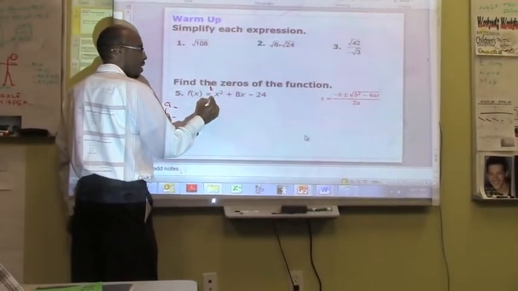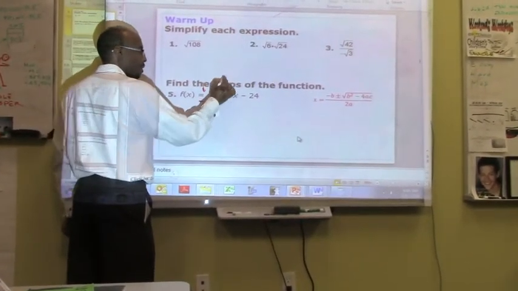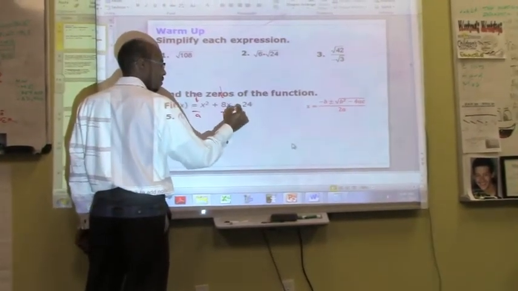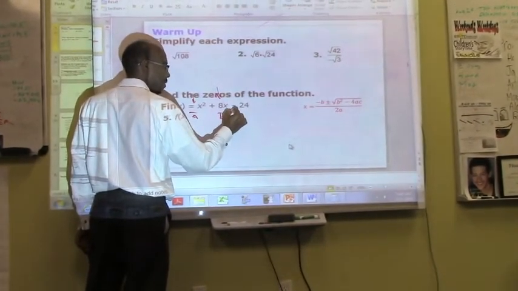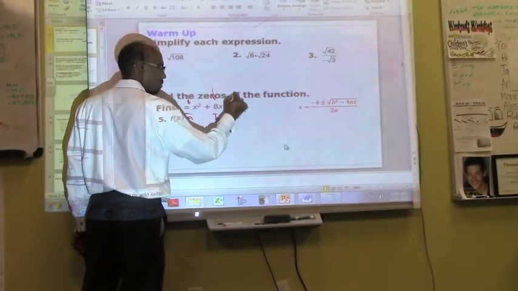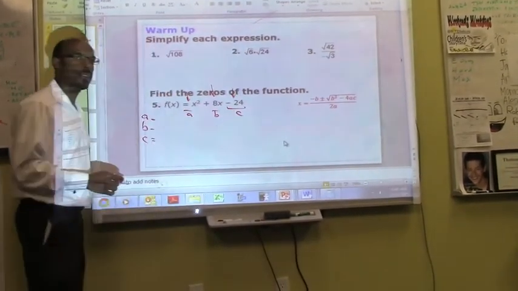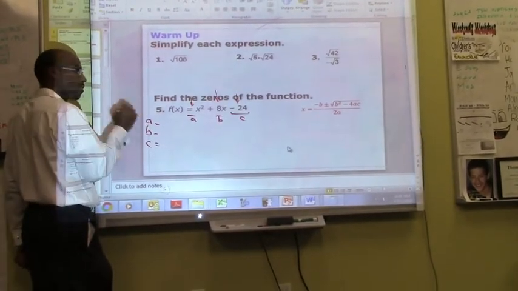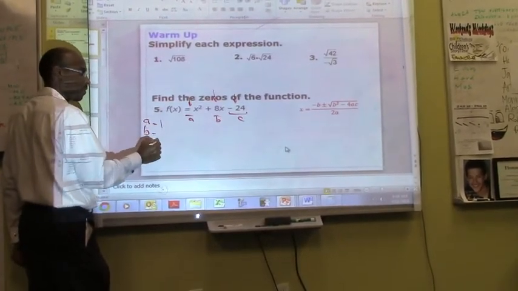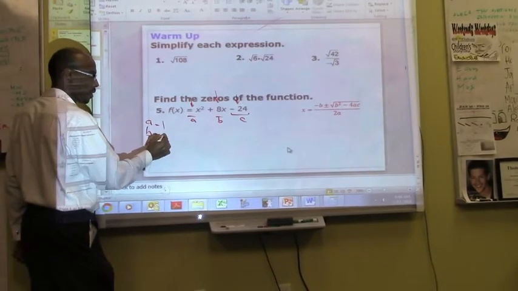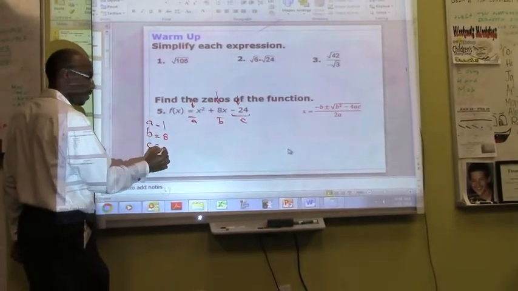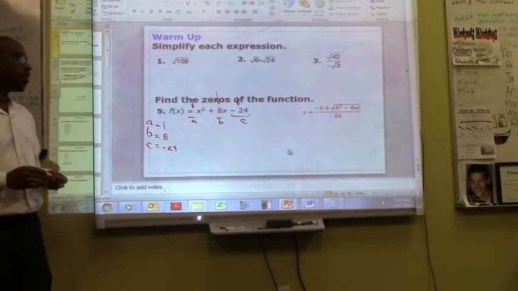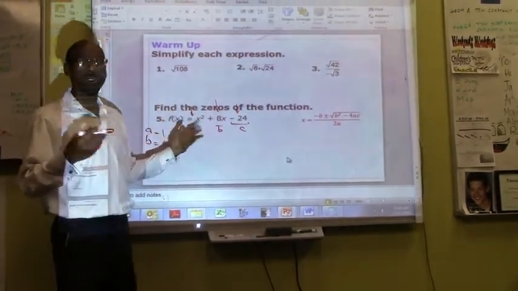The number in front of the x squared term is a. The number in front of the x term is b. The number at the very end, including its sign, is c, as in cat. You write them down. A is a, anybody know what a is? Yeah, it's a 1 when it's missing. B is an 8. And then c, of course, is a negative 24. You put it into the formula, and then you work it.